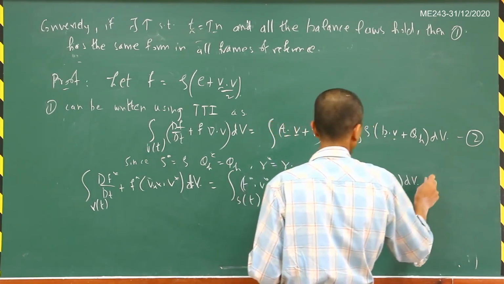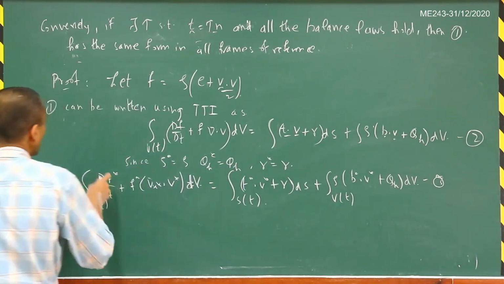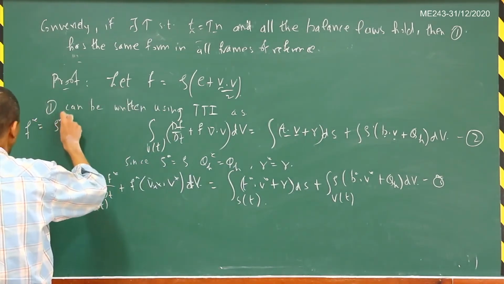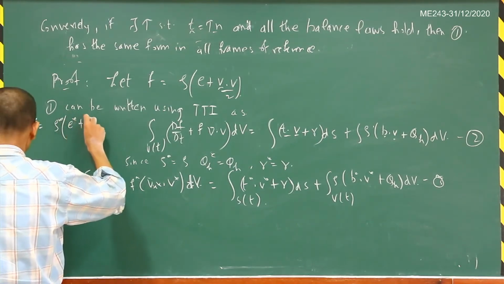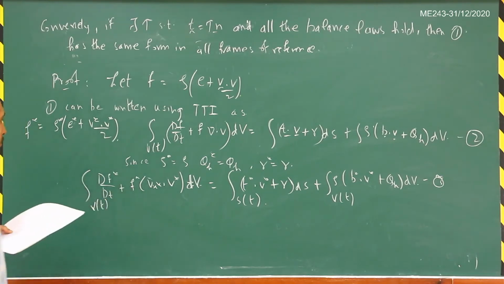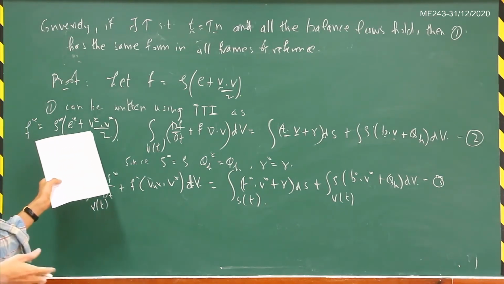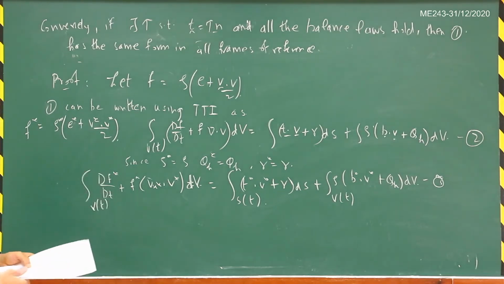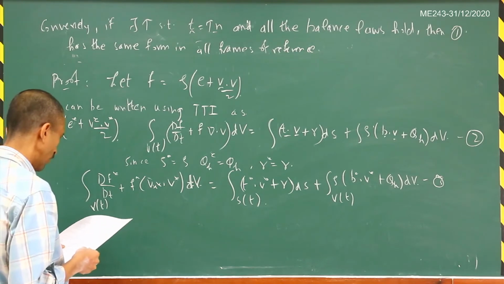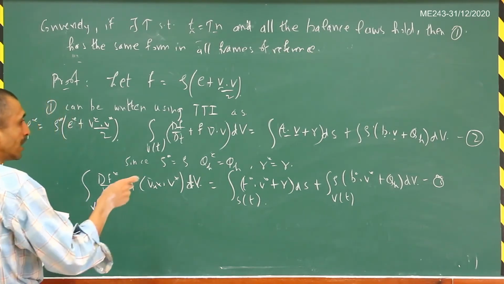So let us call this as 3. Then this f star is nothing but rho star times e star plus v star dot v star divided by 2. So that is L star. So whatever are the unstarred quantities, you simply replace them by the star quantities. That's all, right? That's how we get the star form of all the governing equations here. Okay, then 3 minus 2 now.